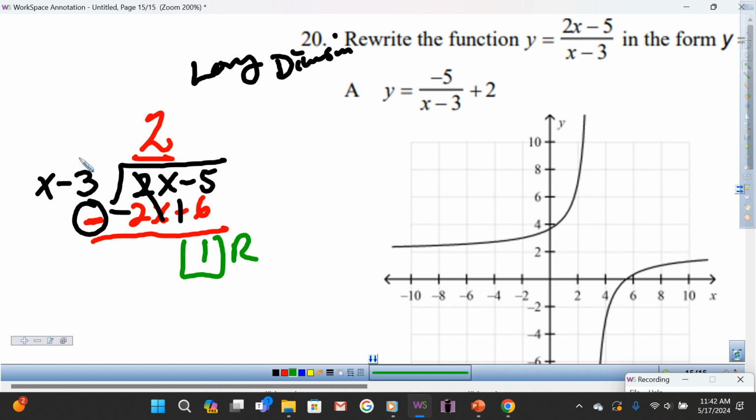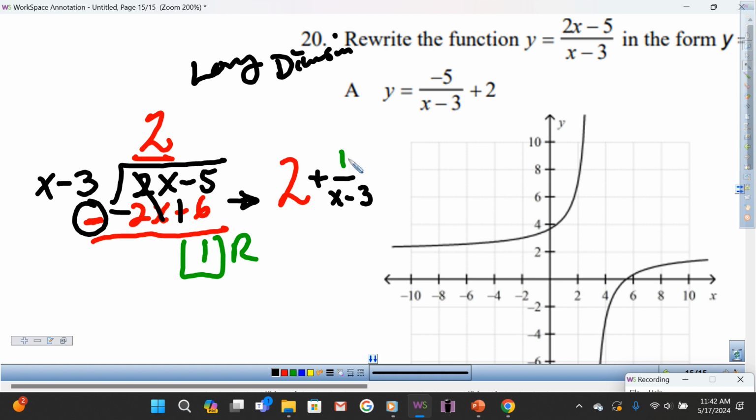So help me write this answer. Tell your neighbor, how do you write the answer for this division? Yeah, we start with the answer, which is what? 2. But since we have a remainder, we need a fraction plus a fraction, which is 1 over x minus 3.